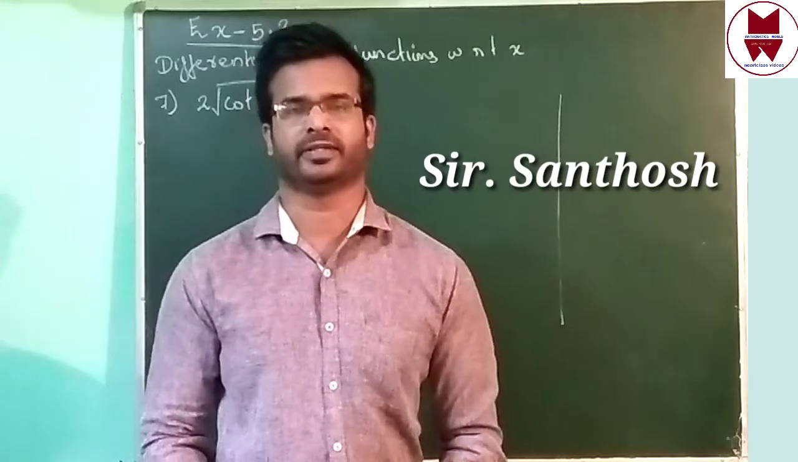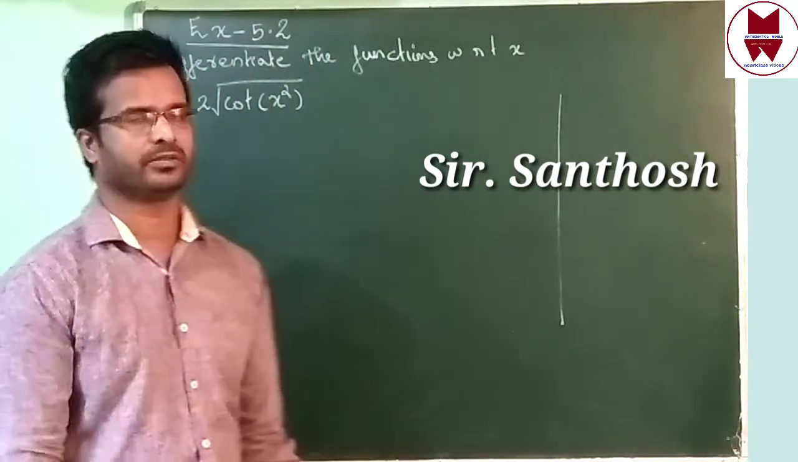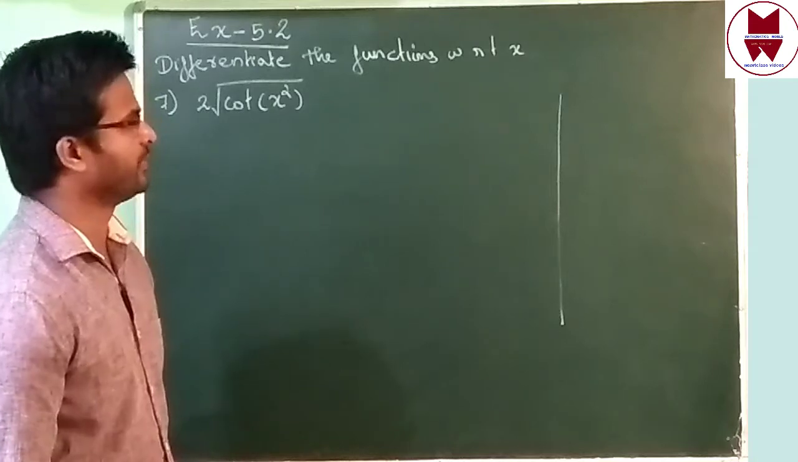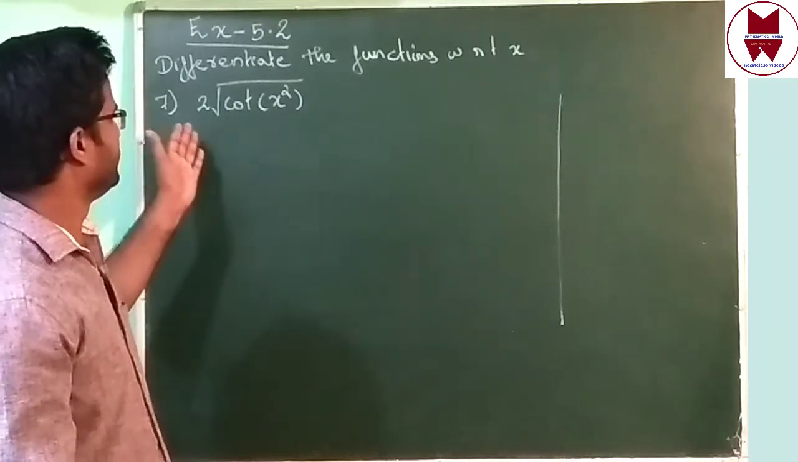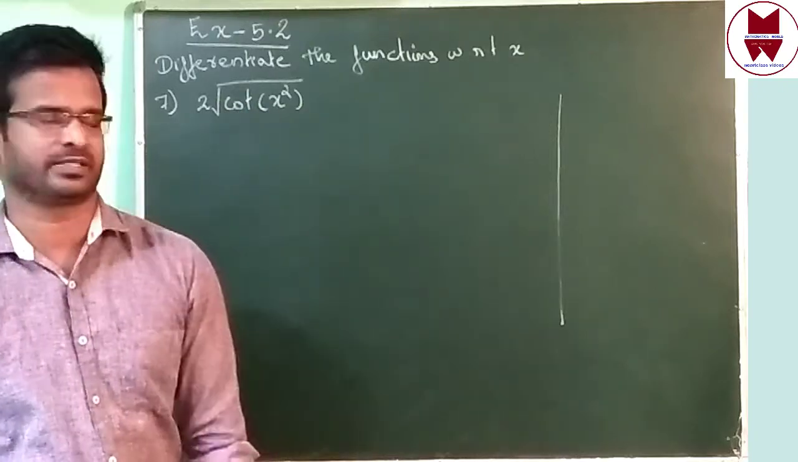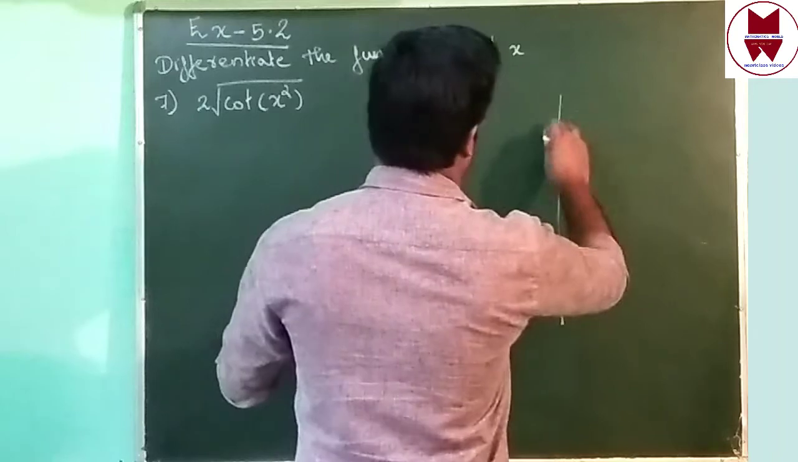Hi students, today we will study exercise 5.2, question number 7. The question is: differentiate the function 2 root cot x square with respect to x. We have to differentiate this given function. Before starting this question, we will check the common formulas.